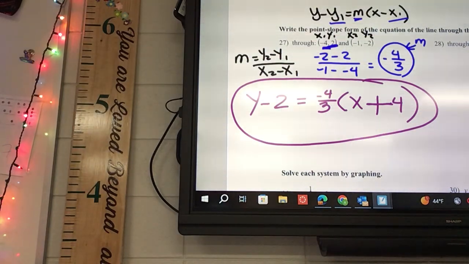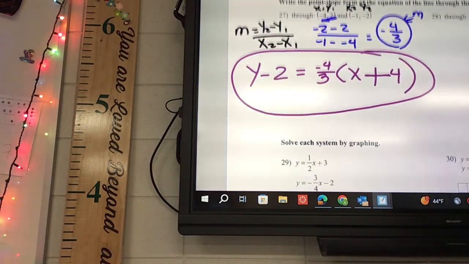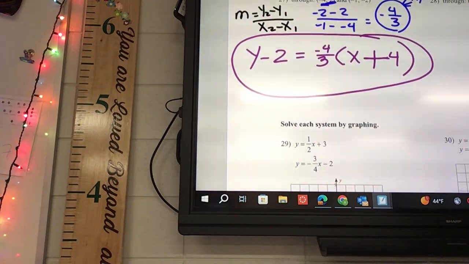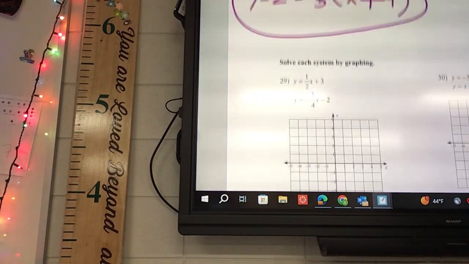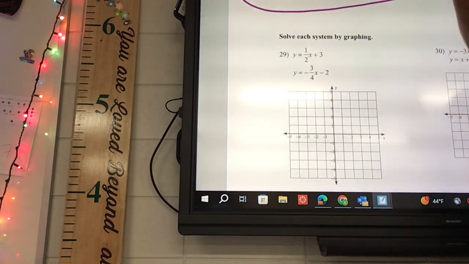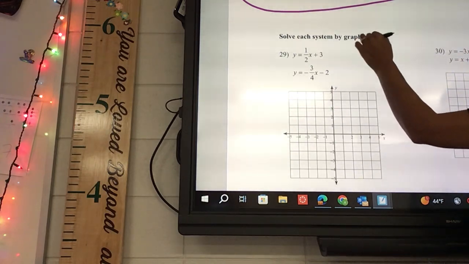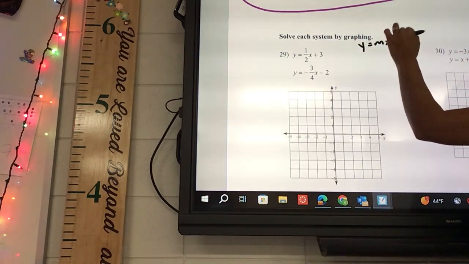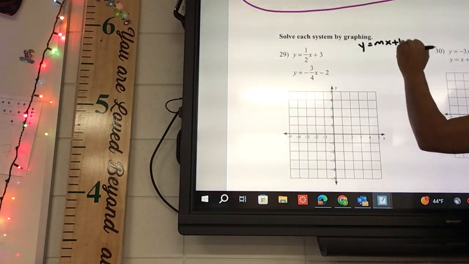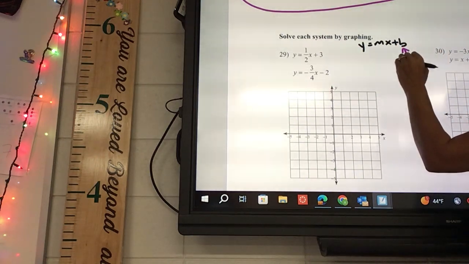Okay, we got 3 left. Okay, the next one is solve each system by graphing. So again, when we graph, it has to be in this form, y equals mx plus b. Okay, we do this one first.